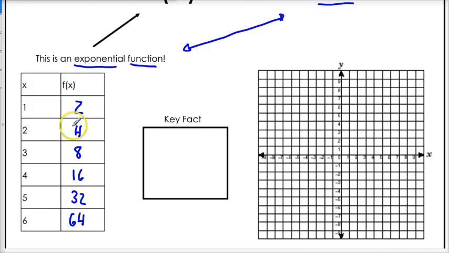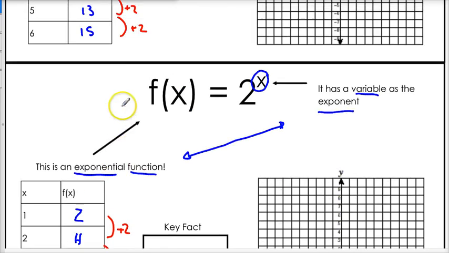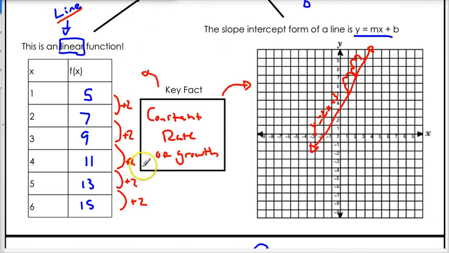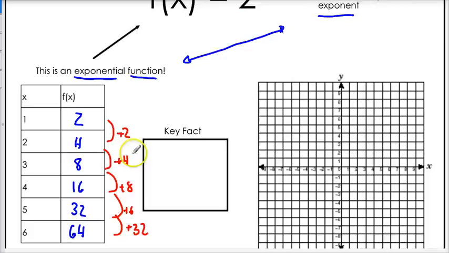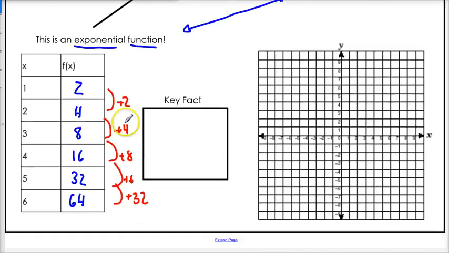Now let's look at this table. Let's see how this grows. Well, first it goes up by 2. But then it goes up by 4. And then it goes up by 8. And then it goes up by 16. And then it goes up by 32. So if you see here, unlike our line, where it always goes up by the same amount, the rate of growth is increasing.